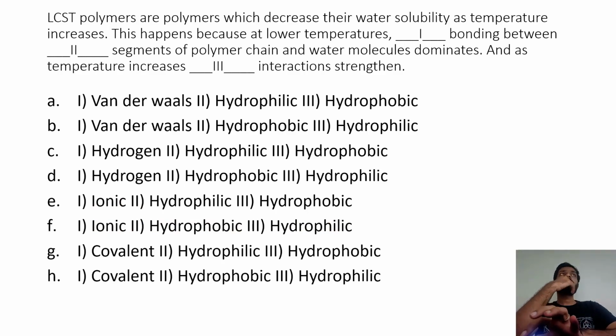Okay. LCST polymers are polymers which decrease their water solubility as temperature increases. This happens because at low temperatures, hydrogen bonding between the hydrophilic segments of the polymer chain and water molecules dominates. And as the temperature increases, hydrophobic interactions strengthen. Okay. So at lower temperatures, what happens? So there is some bonding that dominates the hydrogel's water permeability and size, right? So what could it be? And what happens as the temperature increases? Which interactions increase as temperature increases that's causing this hydrogel to sort of shrink?